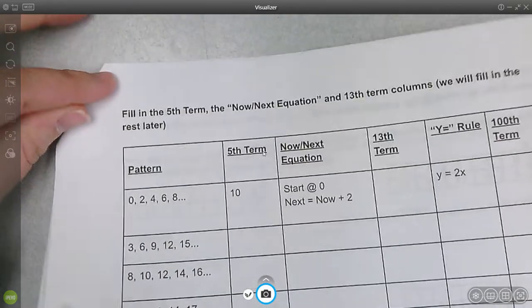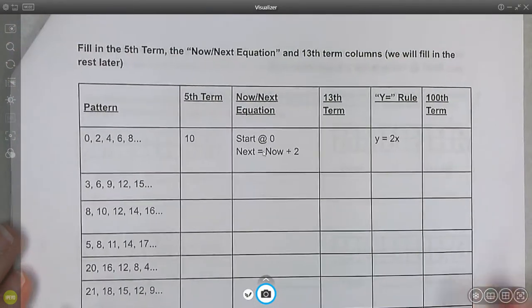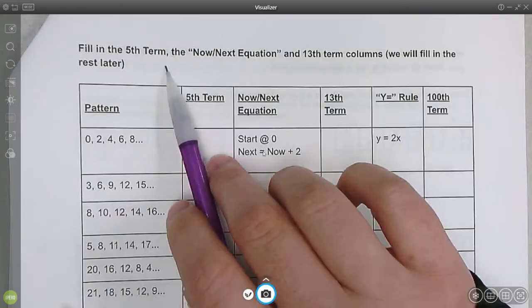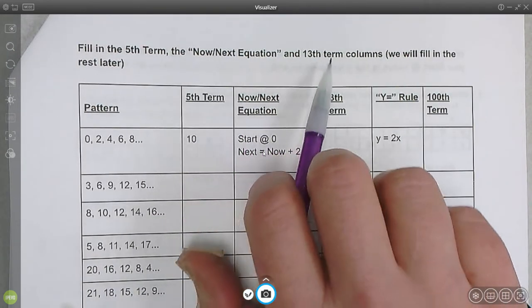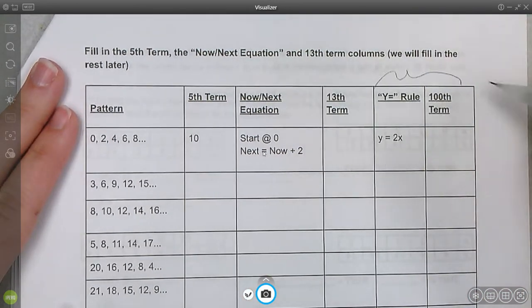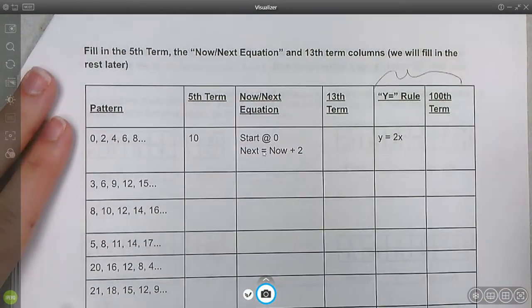Okay, so the biggest thing I want to look at is this page here. So if you haven't already, I want you to just pause the video, go back, finish the first few pages up until here so you know what I'm talking about. Okay, so this says fill in the fifth term, the now next equation, in the 13th term columns. We're going to fill in the rest later. So we'll fill these in later. So don't worry about those.